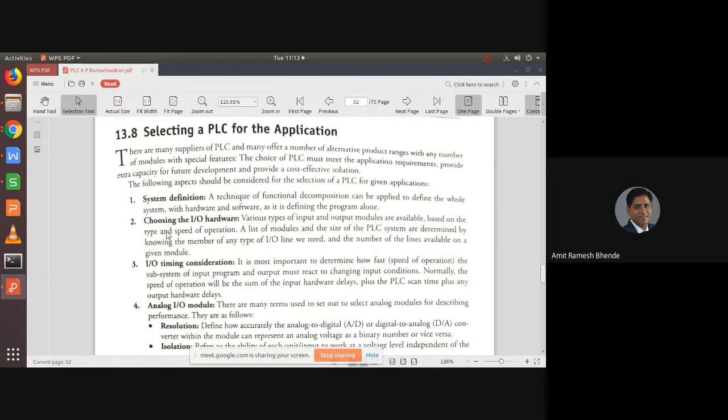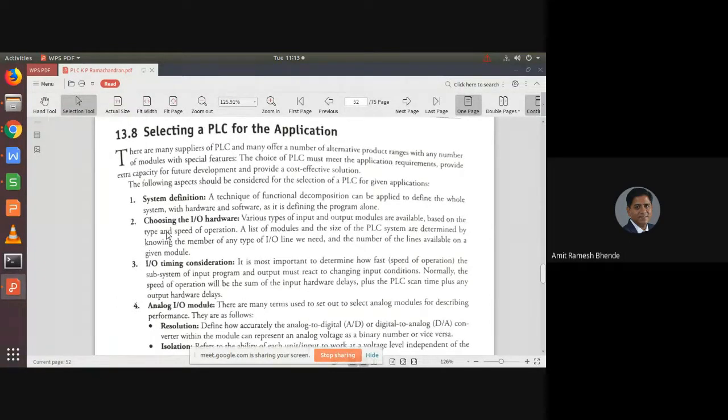The second is choosing the IO hardware. Various types of input and output modules are available, based on the type and the speed of the operation. Like I said, in the hardware, we have decomposed the entire application into three categories, that is hardware, software, and program. So first, let us see the hardware part. Now, the hardware part is again divided into input devices, output devices, and processing devices.